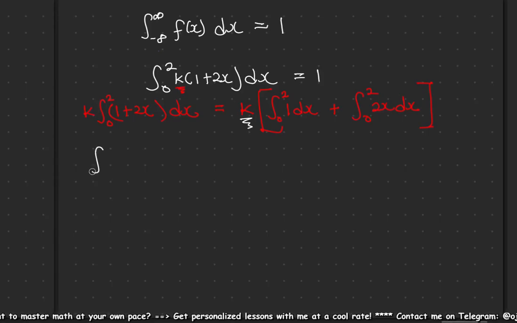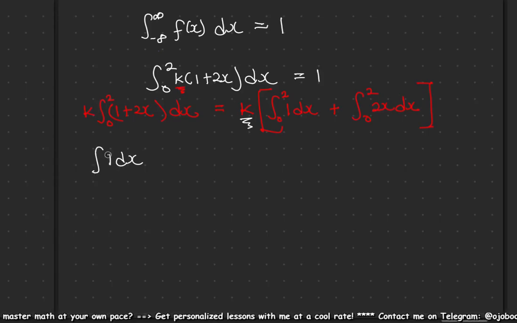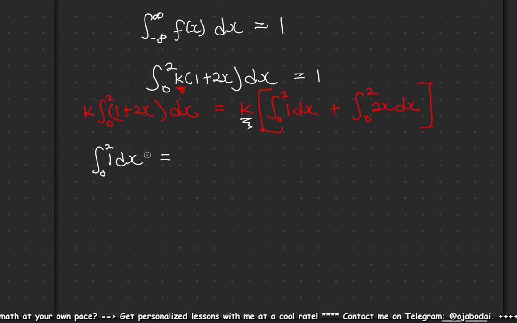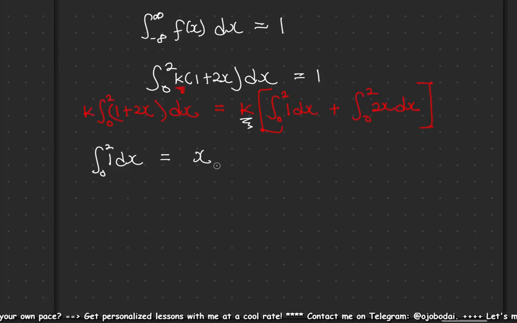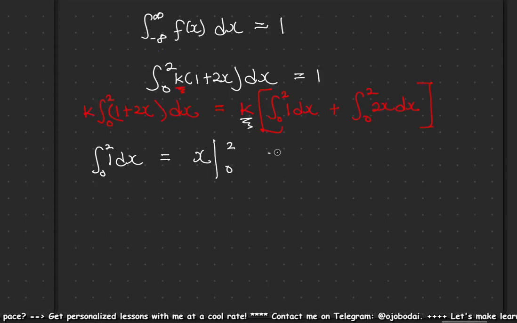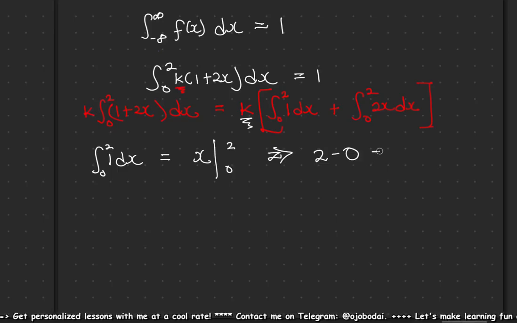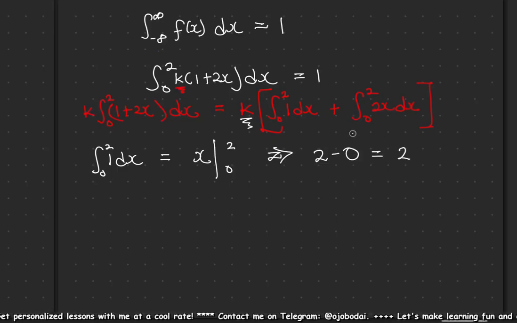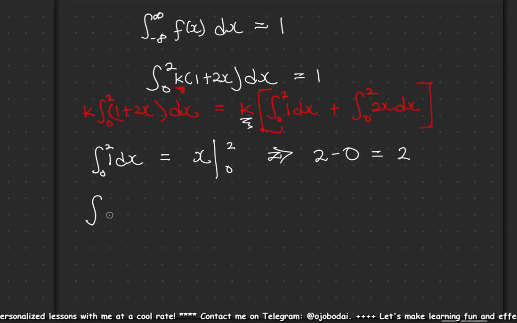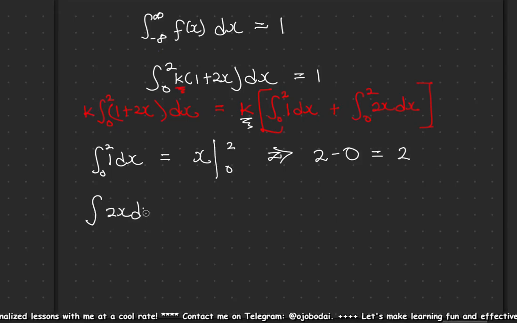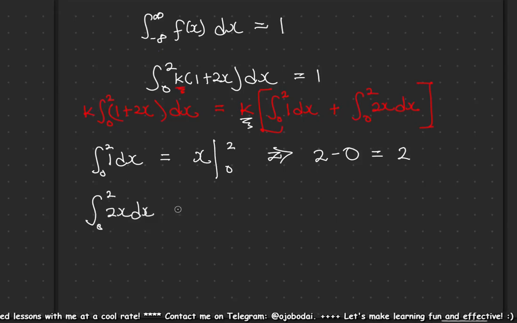For the first one, which is the integral of dx, or integral of 1 with this limit, the integration of a constant 1 would definitely be what? X. So it is this x that we apply our limits on, and that is going to give us 2 minus 0, which is equal to 2. Then we come to the second one, which is the integral of 2x dx with our limits.